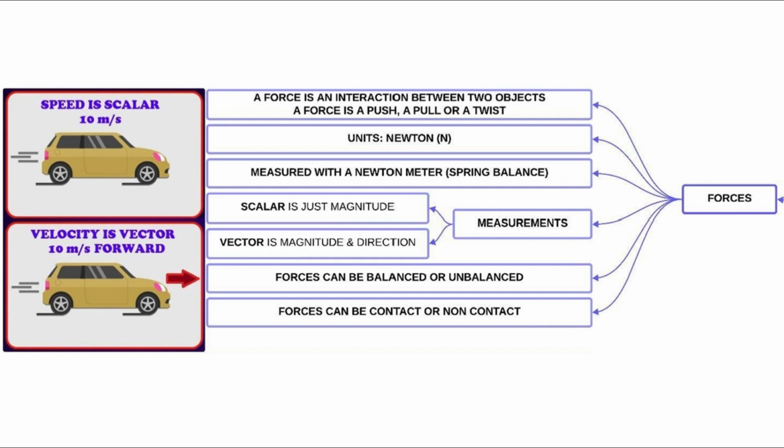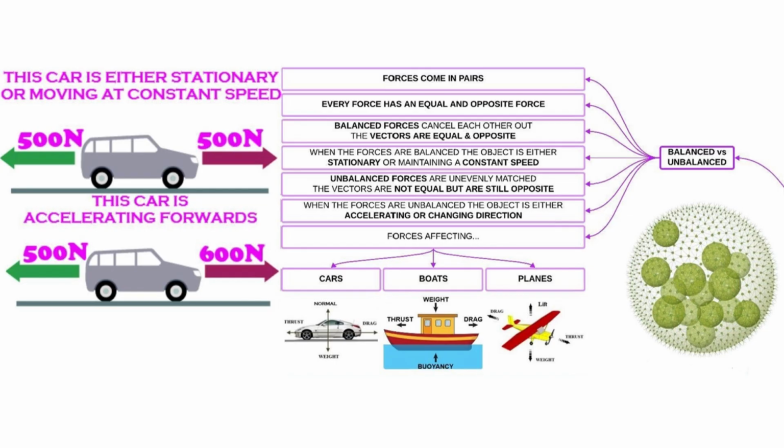Forces can be balanced or unbalanced, and forces can be contact or non-contact. And the diagram there shows the difference between vector and scalar. Speed is scalar, which is just magnitude, like 10 meters per second, and velocity is a vector, which is 10 meters per second forward. All right, balanced versus unbalanced.